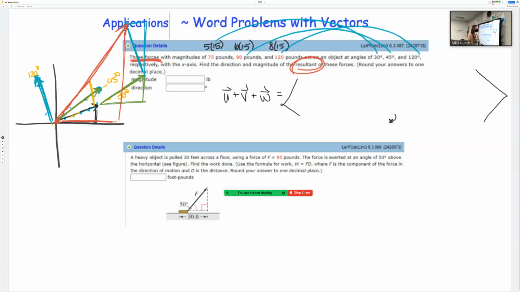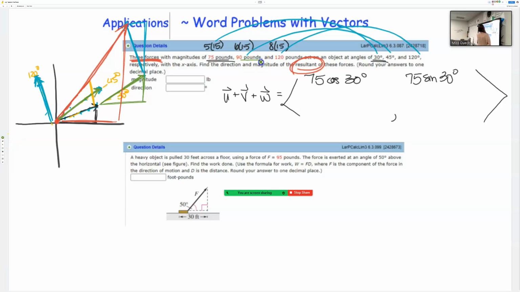So, what is this going to be? A grand culmination of, well, kiddos. Let's start with the first guy. I think I made him black. The first guy, 75 pounds at 30 degrees. What's his horizontal component going to be? 75 cosine 30. What's his vertical going to be? You guys agree with Natalie? Yes. Then Ryan, pick it up and go for the next guy.